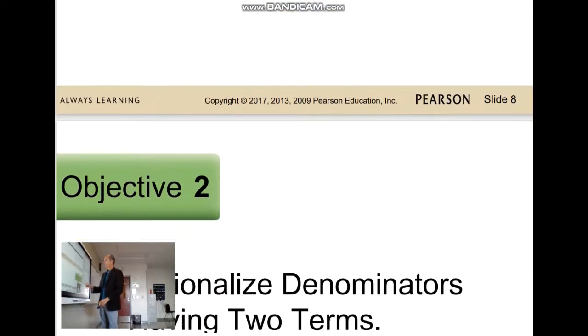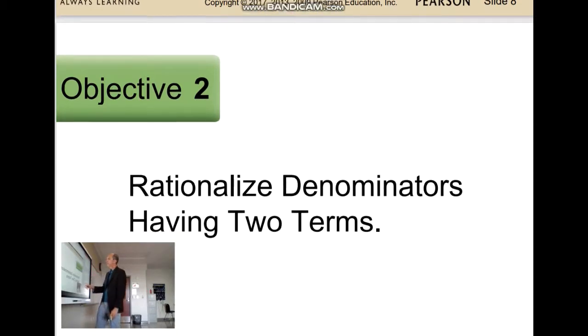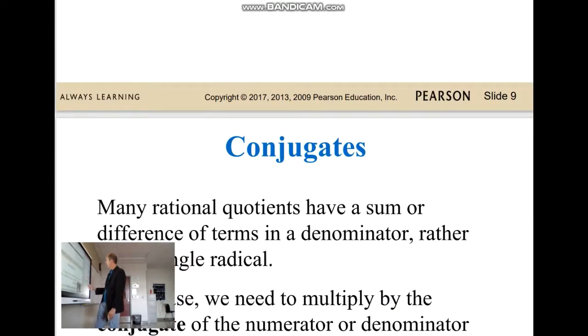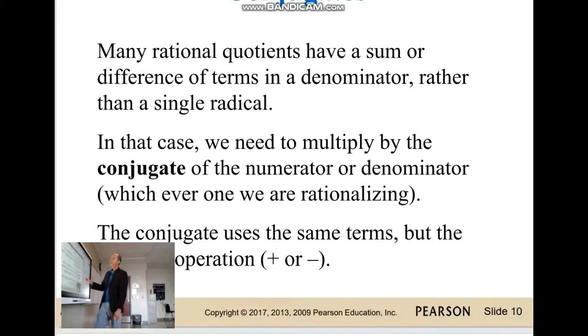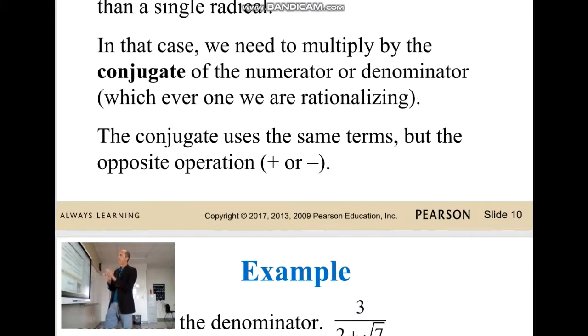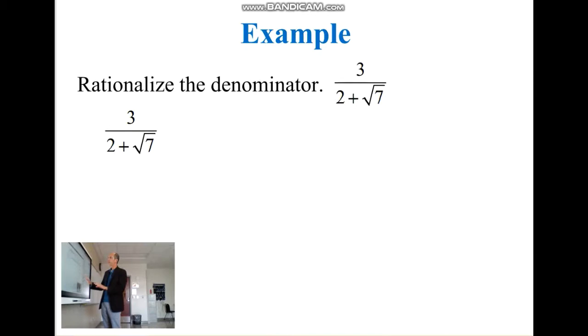This is the last example for now, because now we're going to work on the next objective, number 2, rationalize denominators having 2 terms. Many rational quotients have a sum or difference of terms in a denominator rather than a single radical. In that case, we need to multiply by the conjugate of the numerator or denominator, whichever one we are rationalizing. The conjugate uses the same terms, but the opposite operation. And if you didn't understand yet, let's work on the example, and I'm pretty sure you can understand.